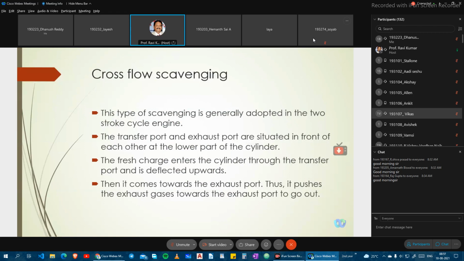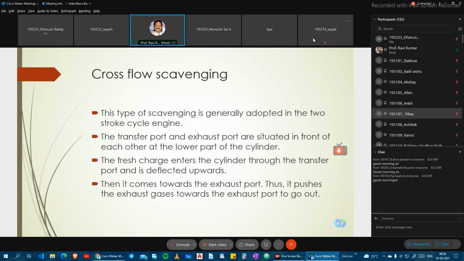The fresh charge enters the cylinder through the transfer port and is deflected upwards, because then it comes towards the exhaust port. Thus, it pushes the exhaust gases towards the exhaust port to go out, because something additional is required to push the exhaust gases and clean the inside of the cylinder.